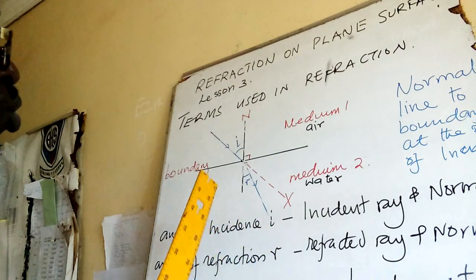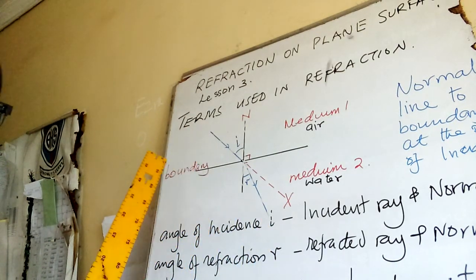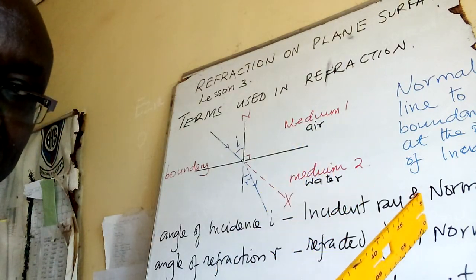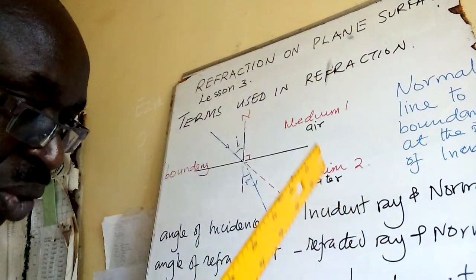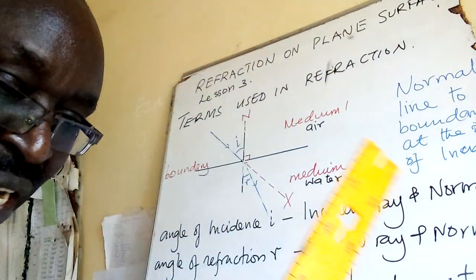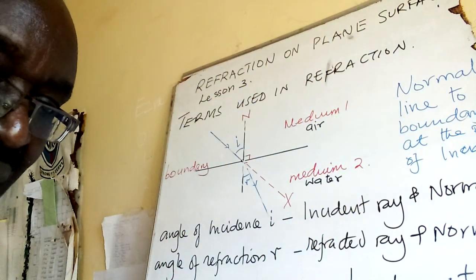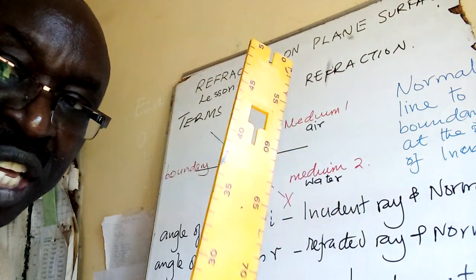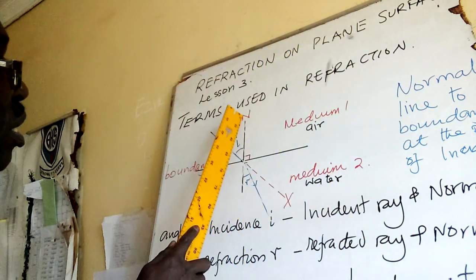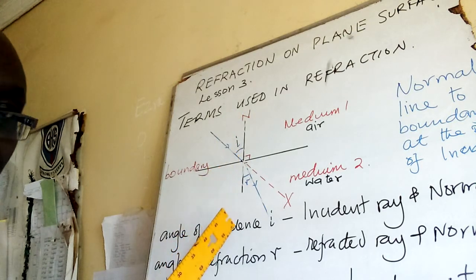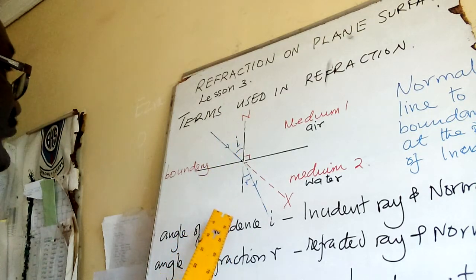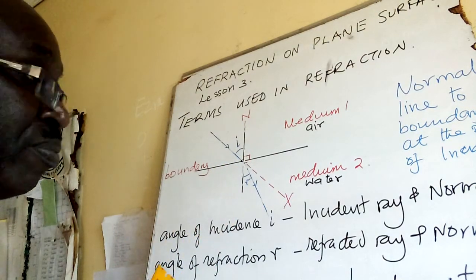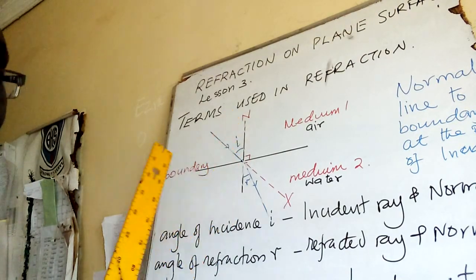So the incident ray is a ray that goes to the boundary. At the point where it touches the boundary, otherwise known as the point of incidence, we draw the normal. So once you draw the normal, it goes from the first medium to the second medium. I've shown it in black, okay?